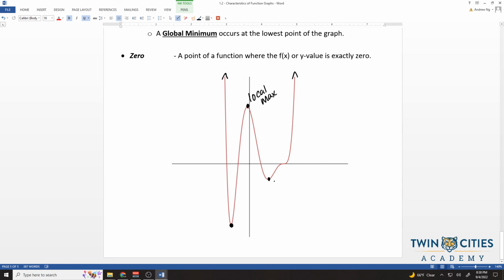This one is not the lowest one. So this is just going to be a local minimum, whereas this point is the lowest point of the entire graph. So this is going to be a global minimum.